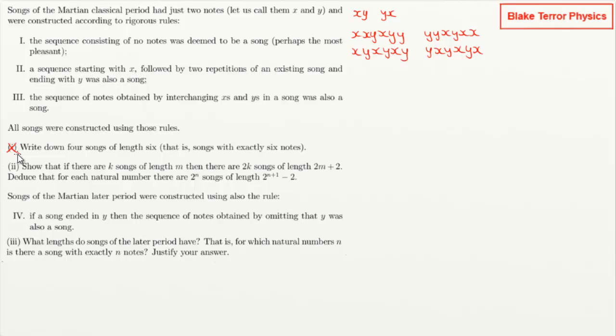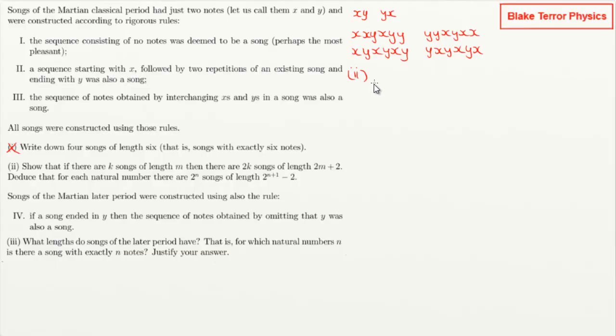Part 2. Show that if there are K songs of length M, then there are 2K songs of length 2M plus 2. Right, so as we go up in length, when we're going up we're bracketing a doubled song, aren't we? We're doubling up a song and bracketing it with an X and a Y. So that's how we're getting to 2M plus 2.